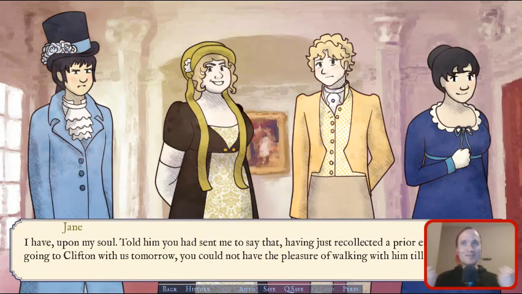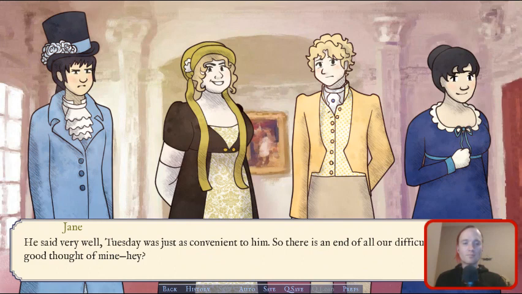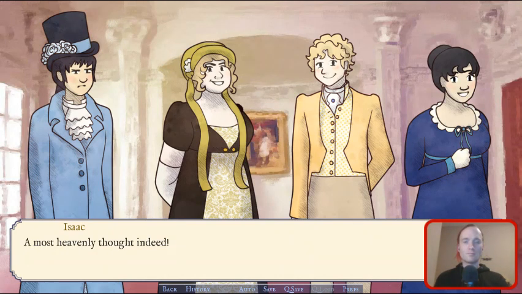I have upon my soul told him that you'd sent me to say that, having just recollected a prior engagement of going to Clifton with us tomorrow, you could not have the pleasure of walking with him till Tuesday. Stop lying. He said very well, Tuesday was just as convenient to him. So there was an end to all of our difficulties. A pretty good thought of mine, hey? A most heavenly thought indeed.